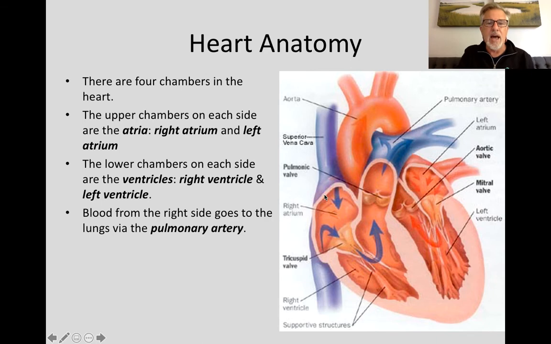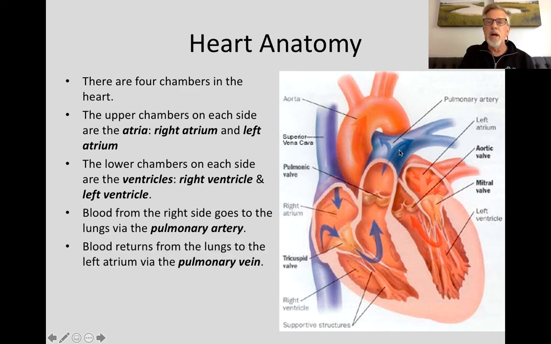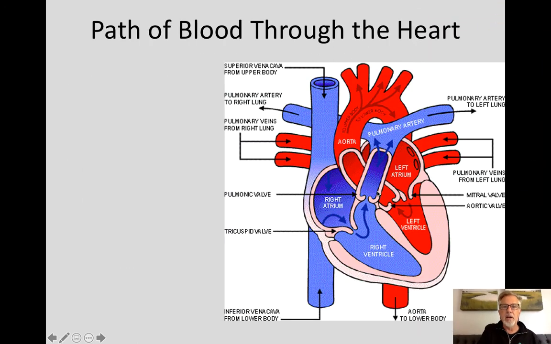Blood from the right side goes to the lungs via the pulmonary artery, and here it is. And you can see that the blood in the pulmonary artery is depicted as blue because it has not yet been oxygenated. And this is an example of an artery that carries deoxygenated blood. So from the right side of the heart, from the right ventricle, blood is carried by the pulmonary artery off to the lungs. Blood returns from the lungs in the pulmonary vein, and this is an example of a vein that carries oxygenated blood.